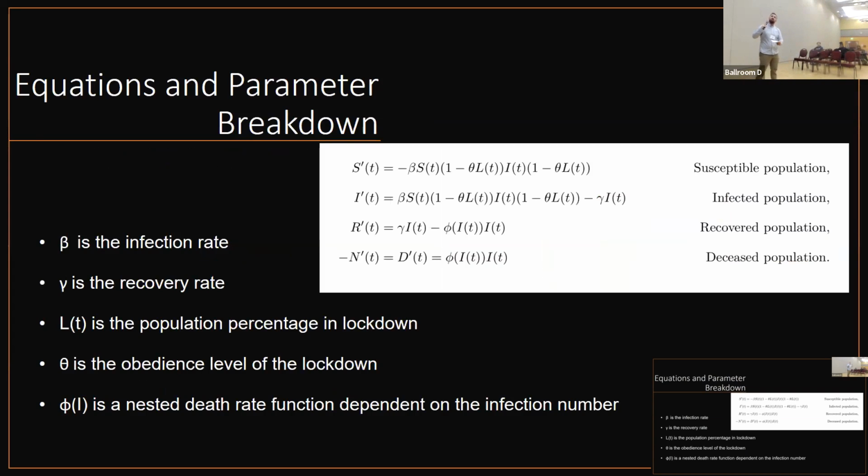So if you notice, looking at the susceptible population up top, theta is getting multiplied against our lockdown. That gives us the amount of people that are actually obeying the lockdown, and 1 minus that is the amount of people that are not obeying the lockdown. And I'm multiplying that by our susceptible and infected population. If I lost you there, that's okay. Just a little bit of background on how that is working right there.